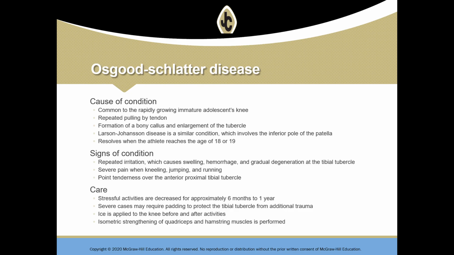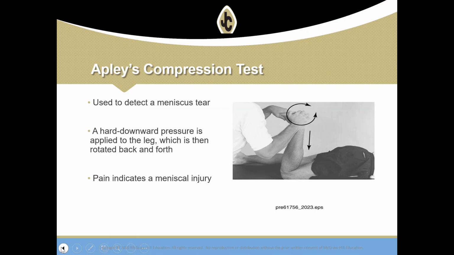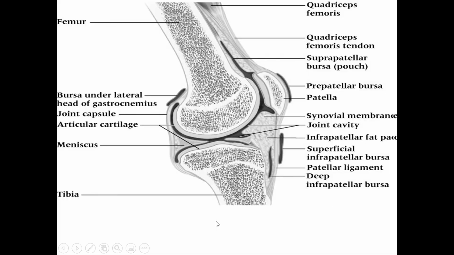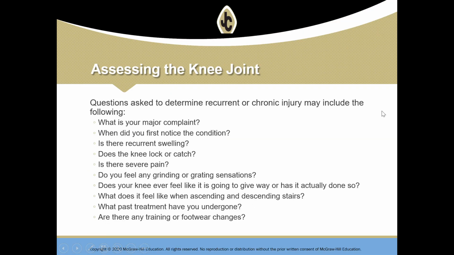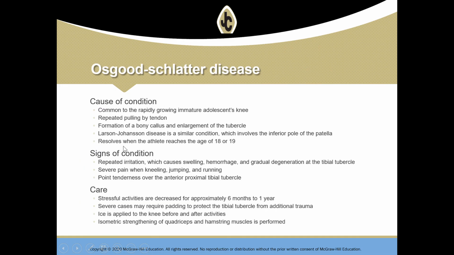Larsen-Johansson's is a similar condition, but it involves the inferior pole of the patella. So now we're talking about at the patella, not at the tibial tuberosity. Let's take a look at that in another picture. We're going to get Osgood-Schlatter disease down here. Larsen-Johansson's is going to be up here. This bone and this bone are growing and pulling everything, and then you get that bony formation here or here. Usually it resolves as they get older.